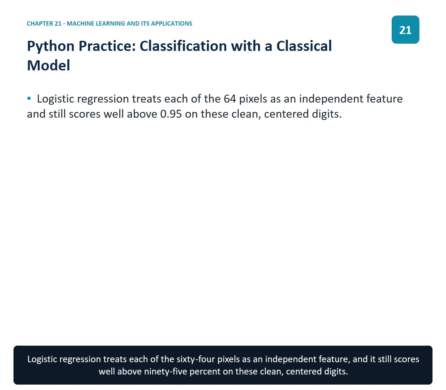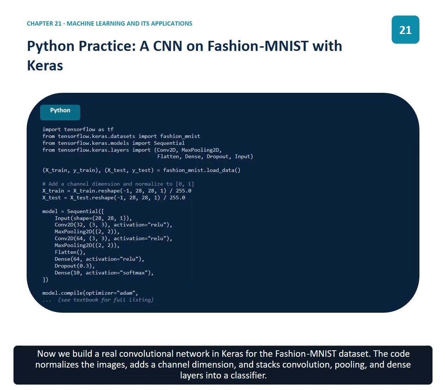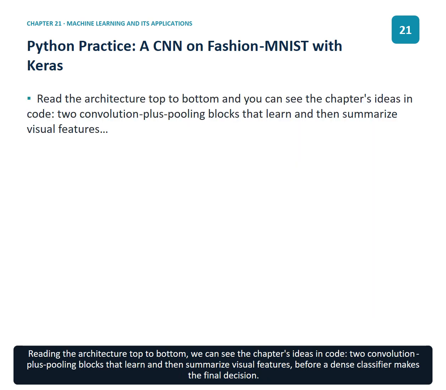Now we build a real convolutional network in Keras for the Fashion MNIST dataset. The code normalizes the images, adds a channel dimension, and stacks convolution, pooling, and dense layers into a classifier. Reading the architecture top to bottom, we can see the chapter's ideas in code: 2 convolution plus pooling blocks that learn and then summarize visual features before a dense classifier makes the final decision.